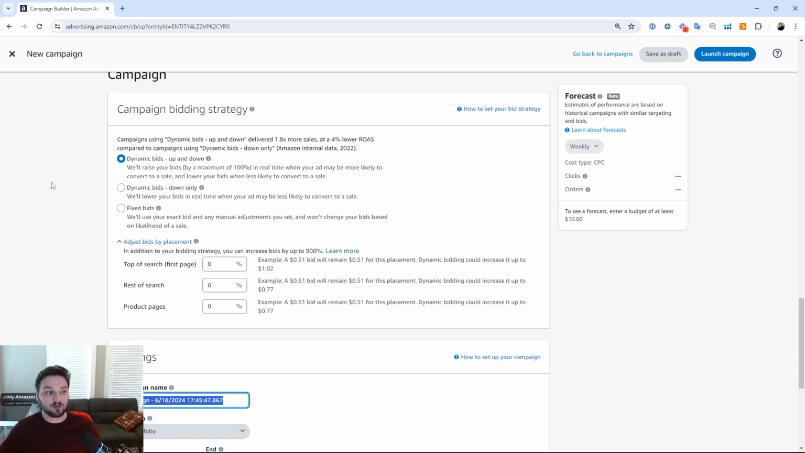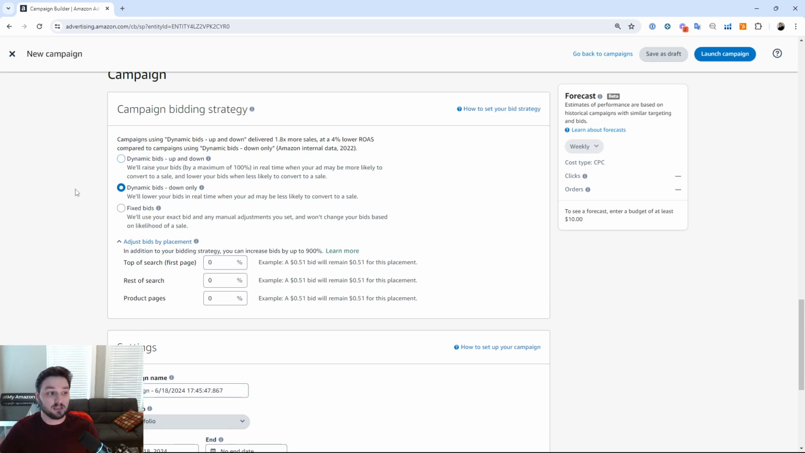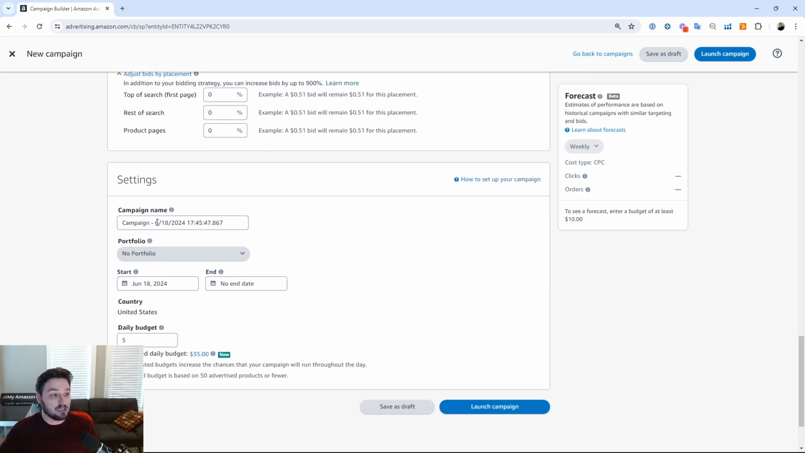Now, for auto catch-alls, it depends on who you ask, but typically speaking, I like to have this be dynamic bids down only. Dynamic bids down only is really going to be the best way here to keep your spend overall fairly low. We don't want to be having our bids raised for any reason in this scenario because we're trying to keep this as a very low spend campaign that really just fishes for those outlier sales that you may not get otherwise. Past this, you can name your campaign, and then you can set a portfolio.